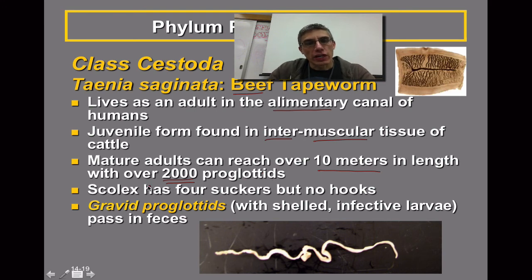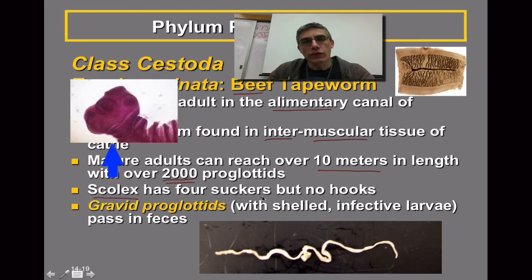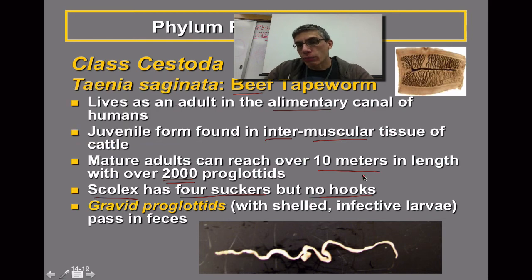Now, this animal has a head region that is called a scolex, and the scolex typically has 4 suckers in regards to the beef tapeworm. But there's no hooks found in this tapeworm. If you're talking about a pork tapeworm, maybe a dog tapeworm, and there's various other types of tapeworms out there, some species do have hooks which allow them to become secure to that intestinal region.